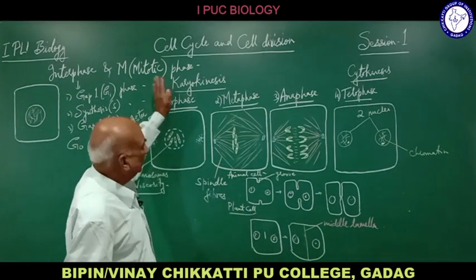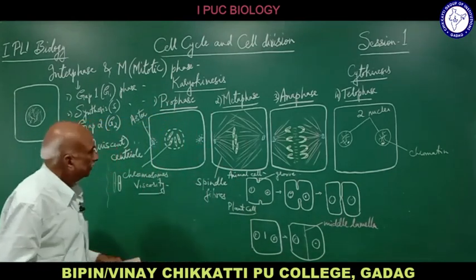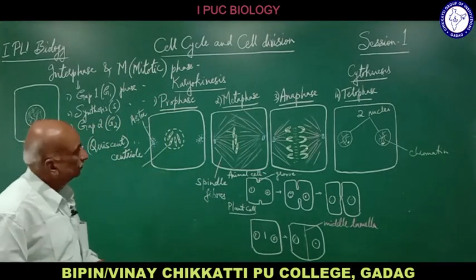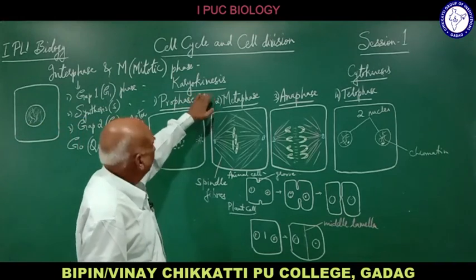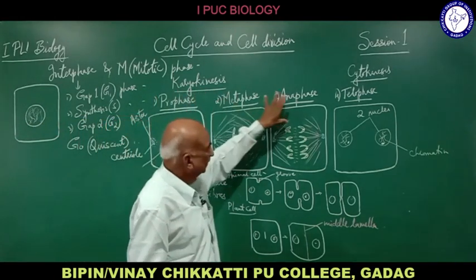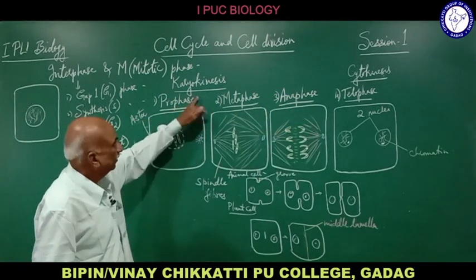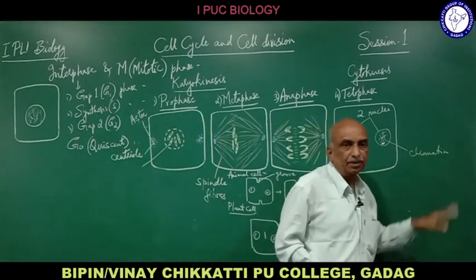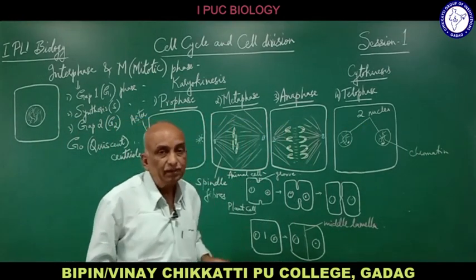So this is about the M phase. In the M phase, we have two main stages, karyokinesis and cytokinesis, and the stages prophase, metaphase, anaphase, telophase. It involves the division of the nucleus, which we call karyokinesis. After this karyokinesis, after telophase, cytokinesis takes place, which is the division of the cytoplasm.